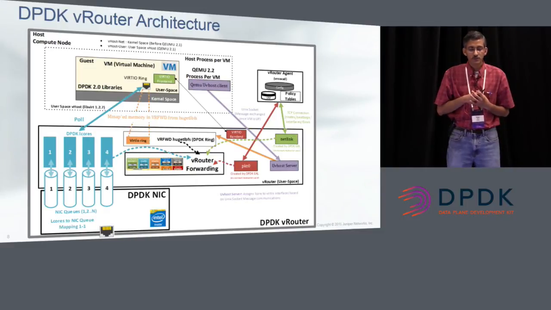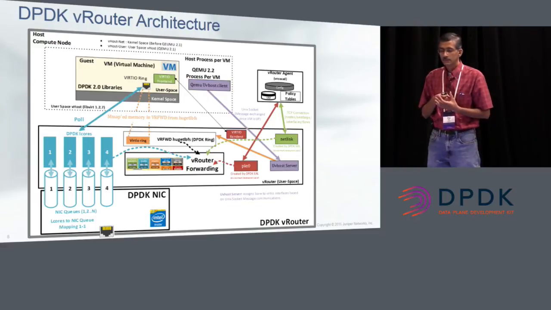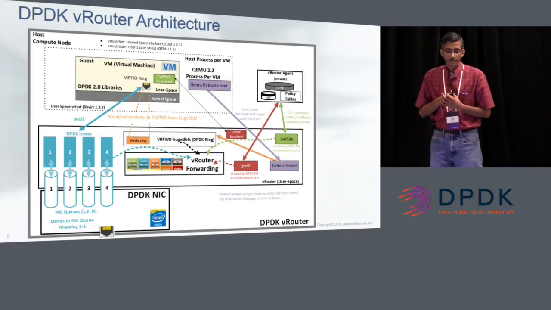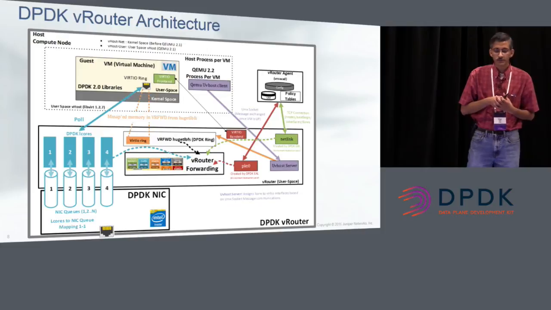With the vhost user functionality, the QEMU process sends messages to vRouter to tell it where the VM's memory is, and vRouter maps that memory into its address space. And so the same logical cores which poll the queues on the NIC also poll the VirtIO rings.